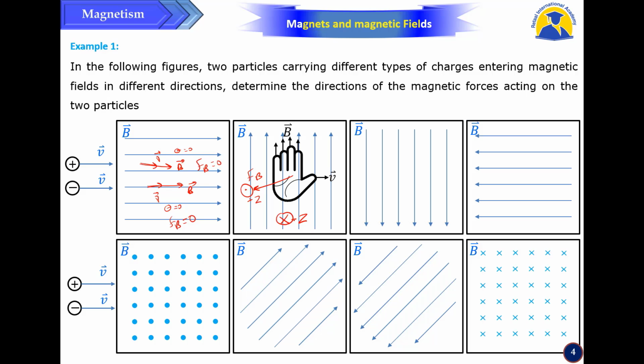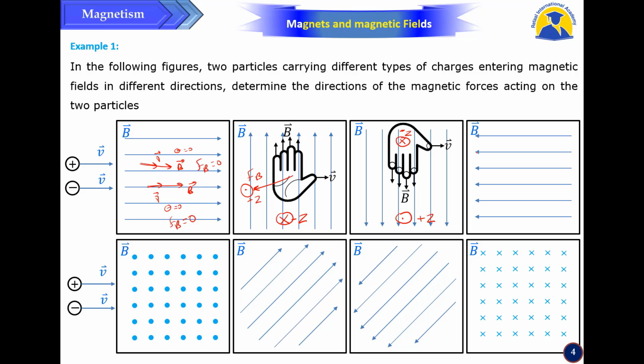Okay, in the third situation, the magnetic field is down and the velocity is still to the right. So here, for the positive charge, we use the right hand. The magnetic field is down. The velocity is to the right. So the direction of magnetic force will be inside the page. Inside the page means X or negative Z. For negative charge, it will be the opposite, so it will be dot or positive Z.